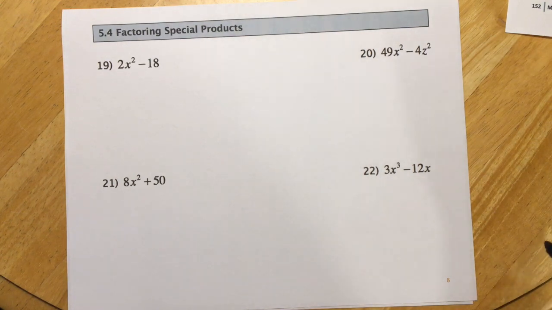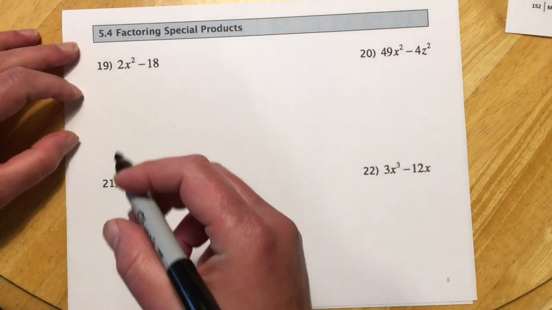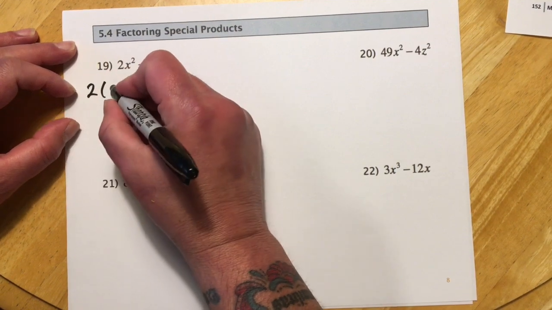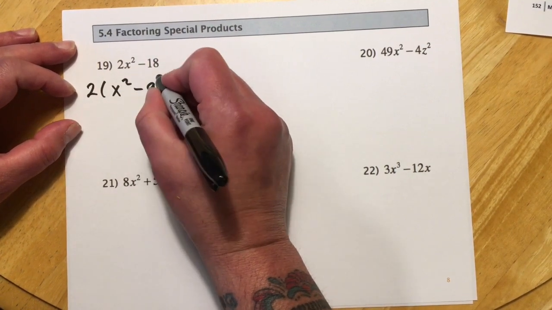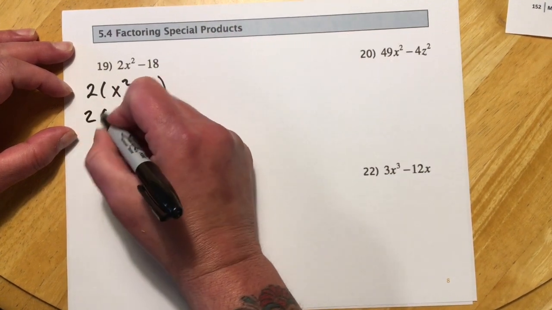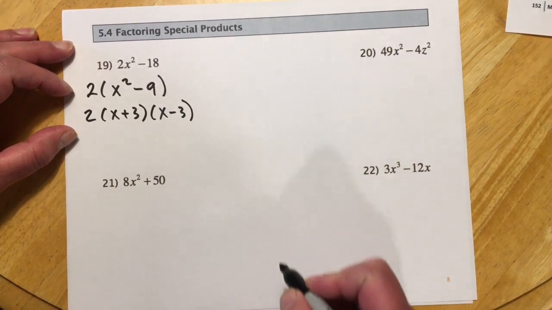So these are all 2 terms, so they're going to be the difference of squares, because we won't see cubes until 5.5, but that's kind of our other option. So here I'll take out a 2, x squared minus 9. And then x squared minus 9, that's just going to go 2x plus 3, x minus 3.